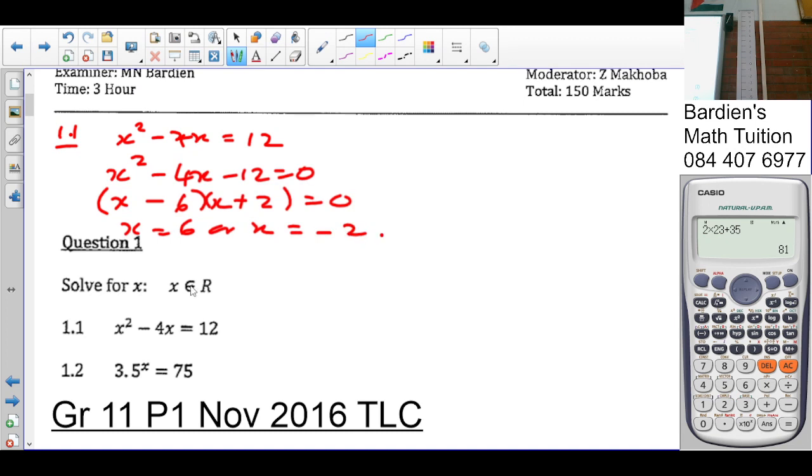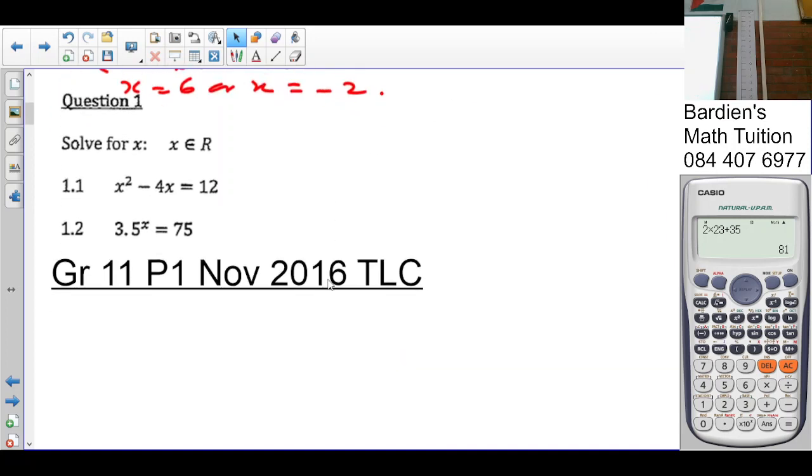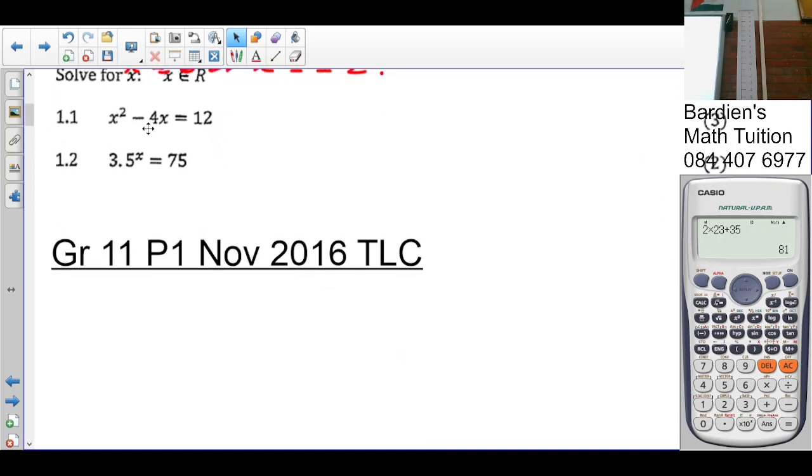If you prefer using the quadratic formula, no problem. If you always have a problem with signs or sometimes don't get the right answer, you can, as I said, use the quadratic formula. Let's carry on.